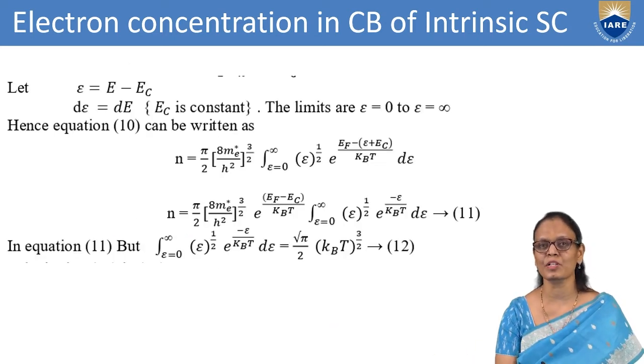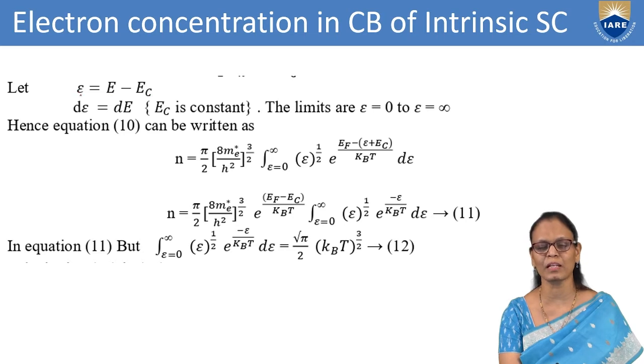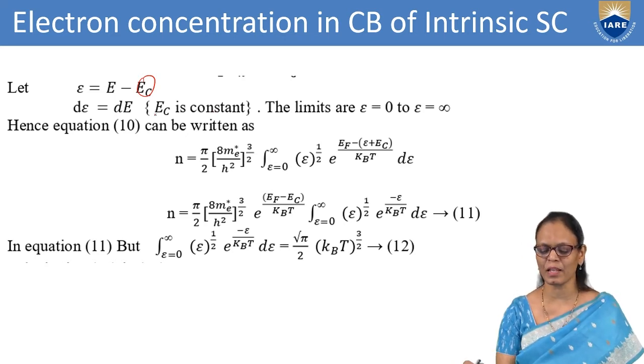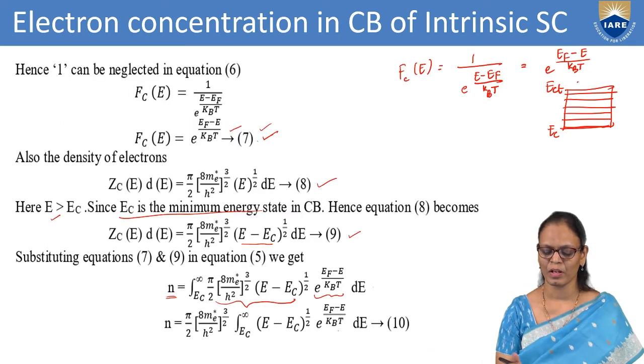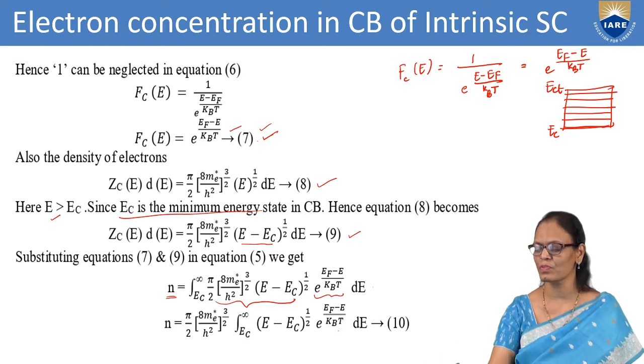Now we'll do a small substitution. Let epsilon be equal to E minus EC. So we are taking the term E minus EC to be equal to epsilon. Now, d epsilon will be equal to d because EC is constant if you are taking the derivative. D epsilon will be equal to d because EC is a constant. Now, how will the limits change? We have seen the limits now between, what are the limits here? We have taken from EC to infinity. How these limits are going to change?